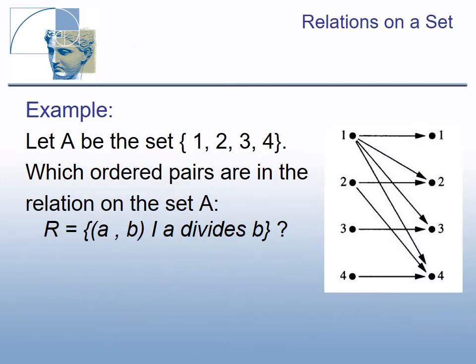Let's consider another example. Let A be the set of numbers 1, 2, 3, and 4. Which ordered pairs are in the relation on the set A if the predicate which defines the relation is a divides b? Right, these are the following pairs.